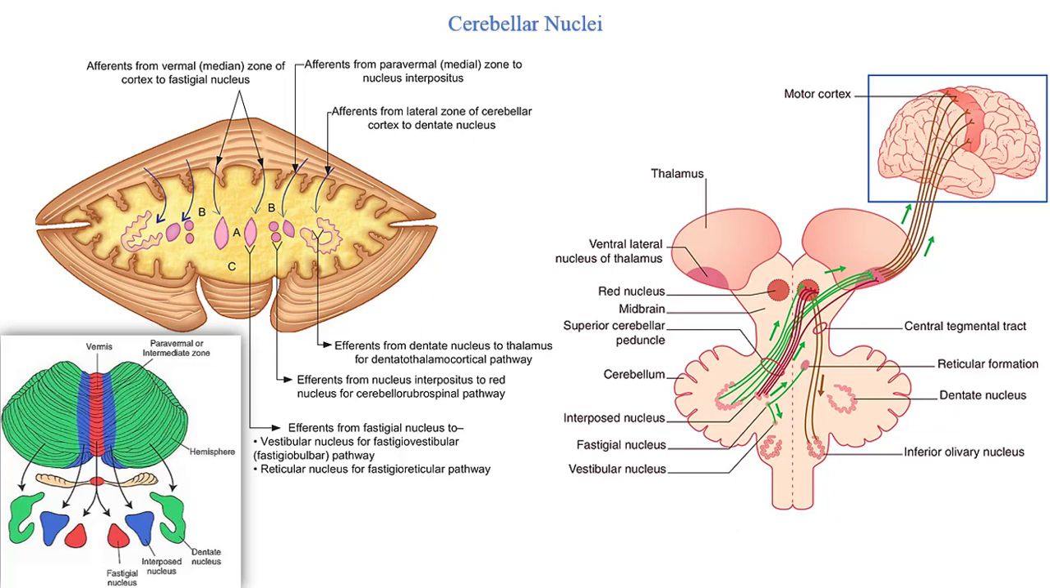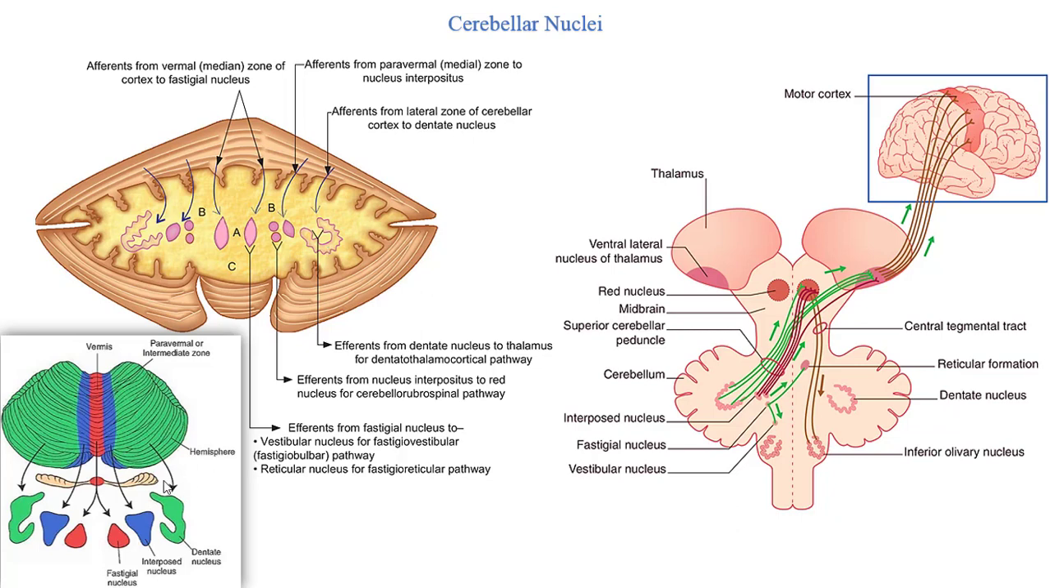So first, let's start with the largest of them, the dentate nuclei. Dentate nucleus is the most prominent cerebellar nucleus and the largest in primates including human beings.